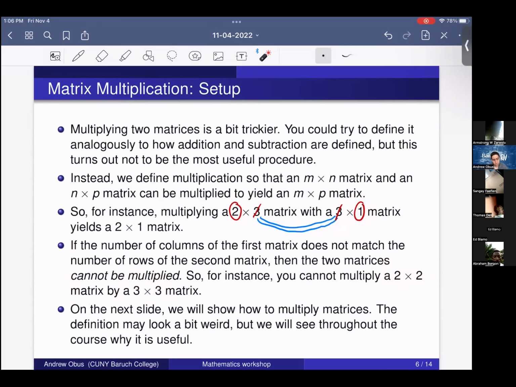Okay, so what we're going to see on the next slide is how do we multiply matrices? The definition may look a little weird and a little unmotivated, but hopefully throughout this course, throughout this semester, I can convince you that it's a good definition and it's the right way to do things. So let's look at what the actual definition is, what the formula is.